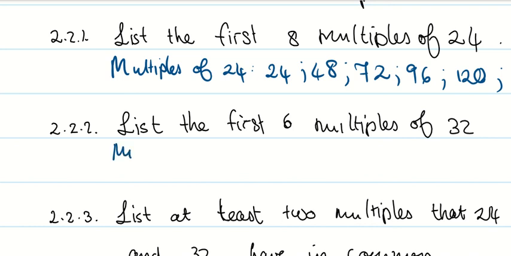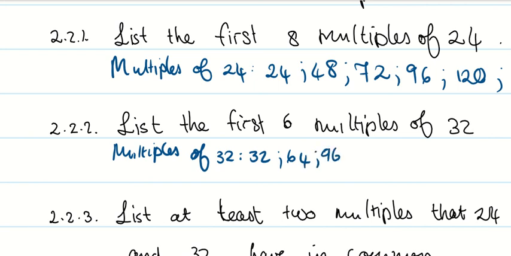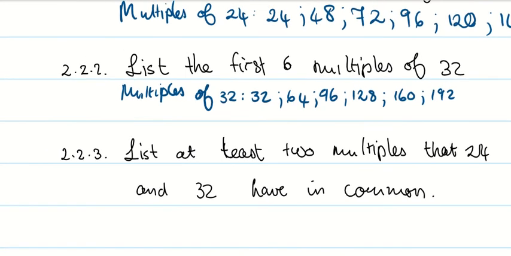So I'm going to write multiples of 32. Okay, so multiples means adding up. So I'm going to say 32 plus another 32 is equal to 64. Can we continue? 96, 128, 160, 192. Is that all? Okay. So let's continue. Let's quickly finish this one so that you don't have homework.